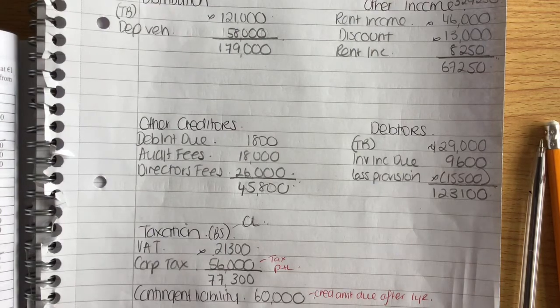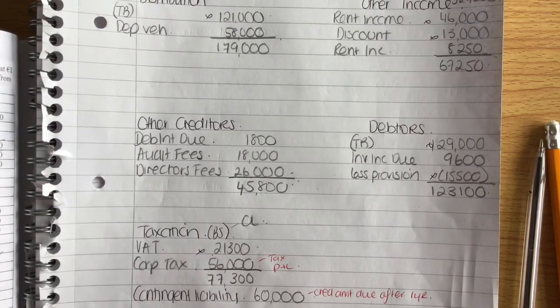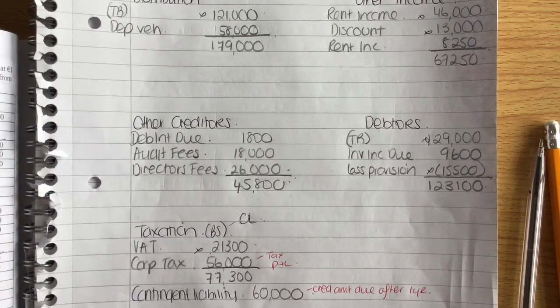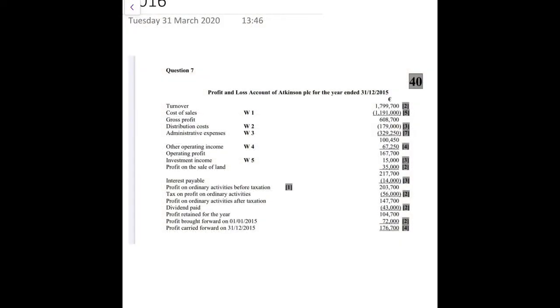And then we have a contingent liability of €60,000. Then you're ready to go with your profit and loss account, and then your balance sheet. At this point, you are now ready to do your trading profit and loss account or your profit and loss account. So make sure you have your full heading in, profit and loss account of Atkinson PLC for the year ended 31st of the 12th, 2015.